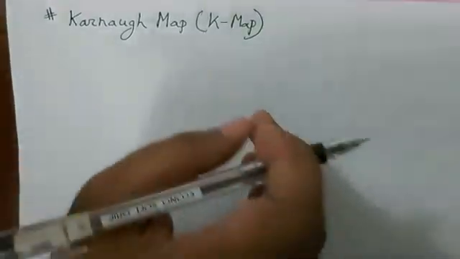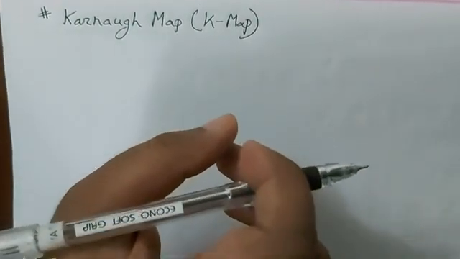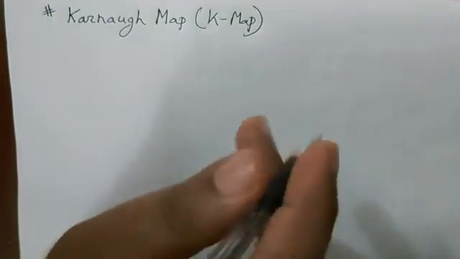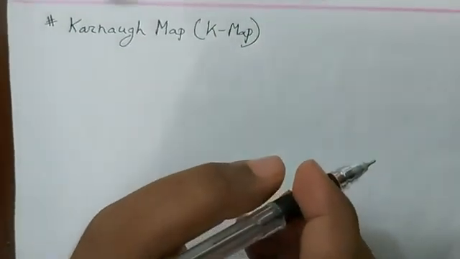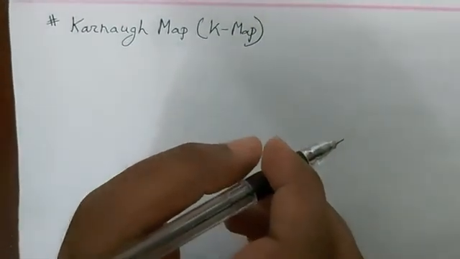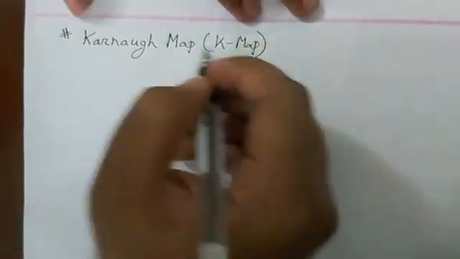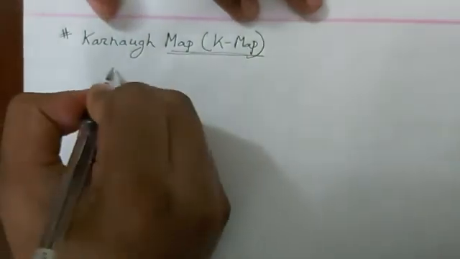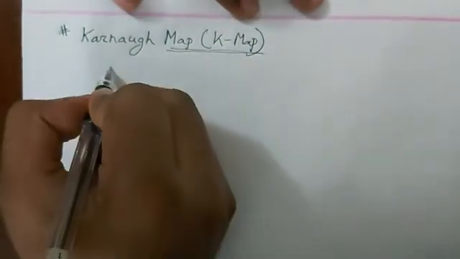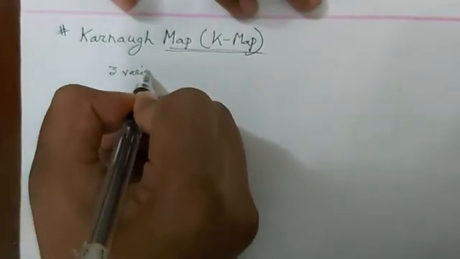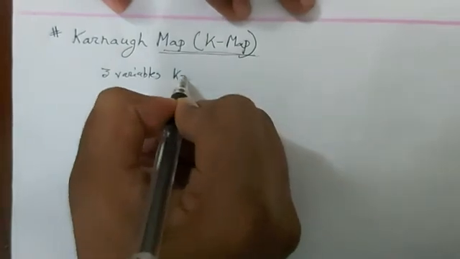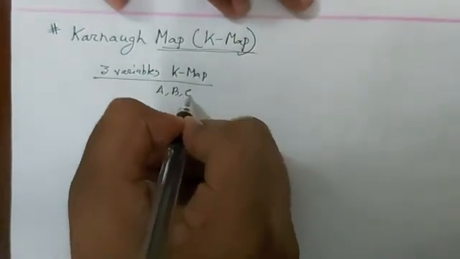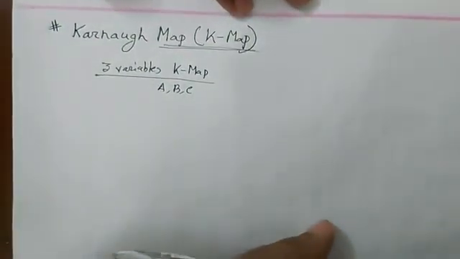Now for understanding K-map, we have to understand the min terms as well. Last class you learned about min terms, and you learned that we represent min terms with a small m, right? So let's see a K-map for three variables. Suppose we have three variables A, B, and C, or any three variables. It can be X, Y, Z as well.